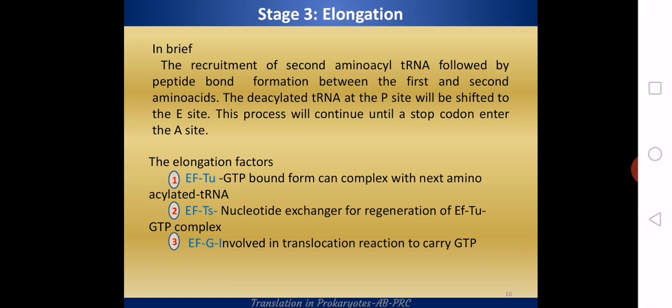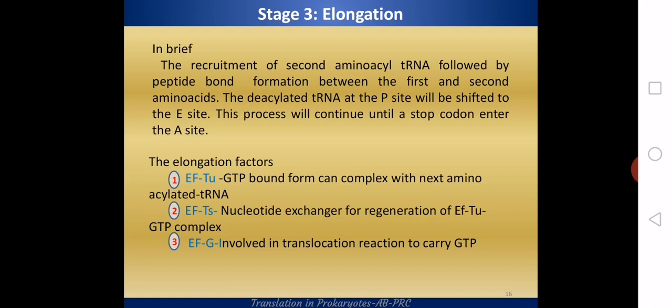And this deacylated tRNA at the P site will be shifted to the E site. That mechanism is called translocation. And this process will continue until a stop codon enters the A site of the ribosome. Then that comes with a termination event.